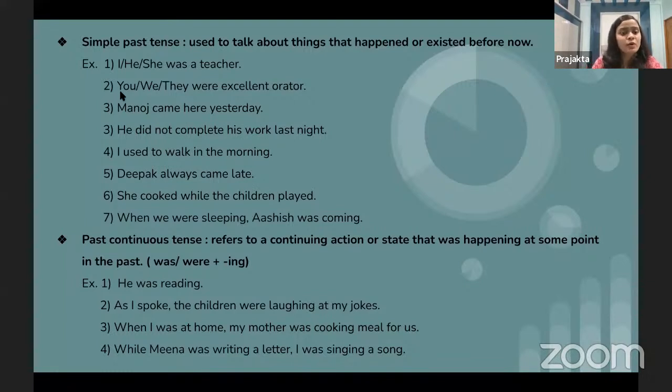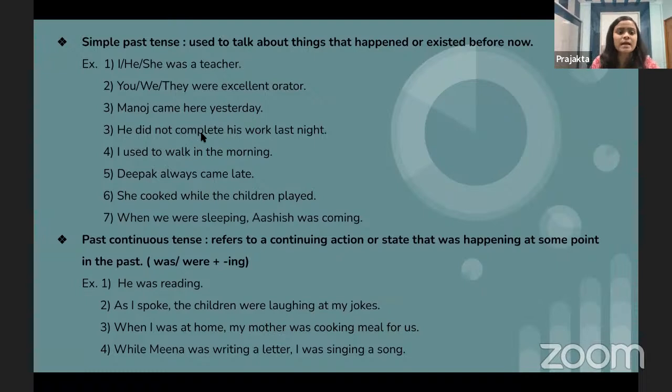Okay, you, we, they, you second person, okay, we third person plural, they third person plural. Okay, so when plural forms, जब हम plural names, pronouns use करते हैं, so we have to use were after the pronouns. You were an excellent orator. तुम एक बहुत अच्छे वक्ता थे. Okay, Manoj came here yesterday. Manoj कल यहाँ आया था.